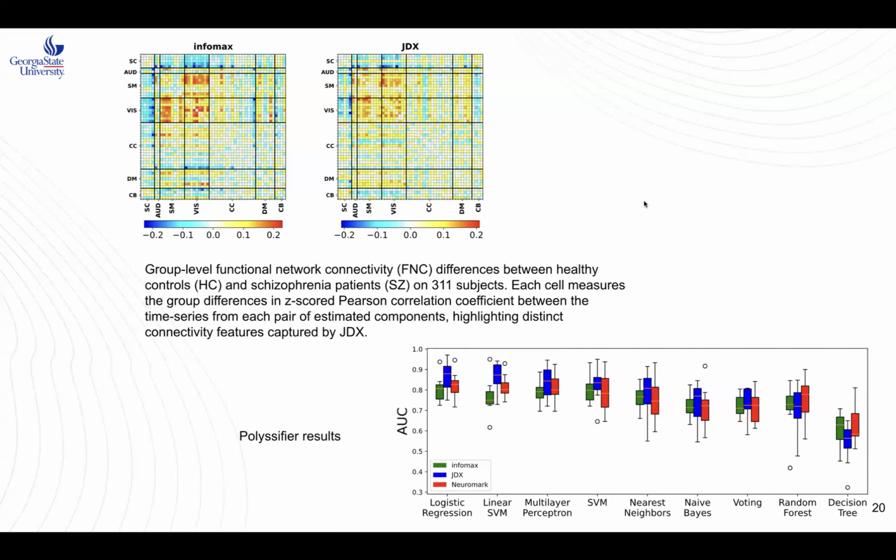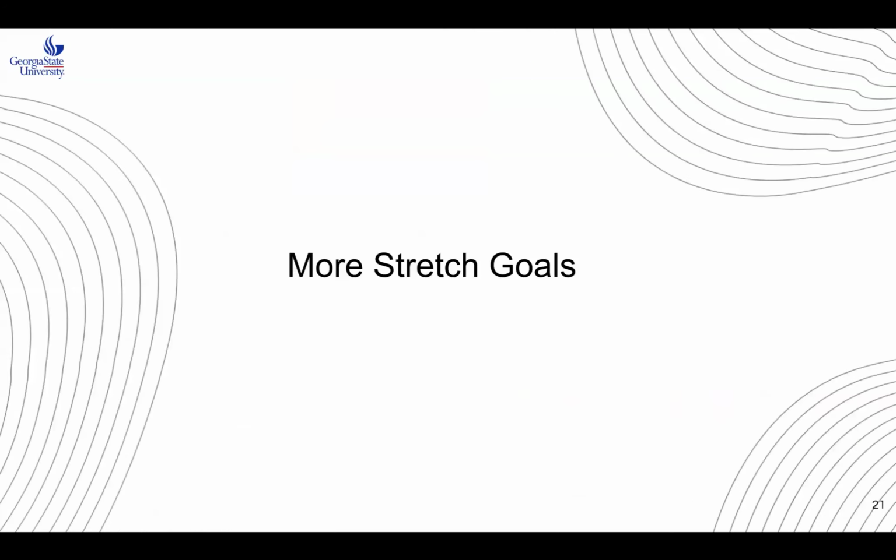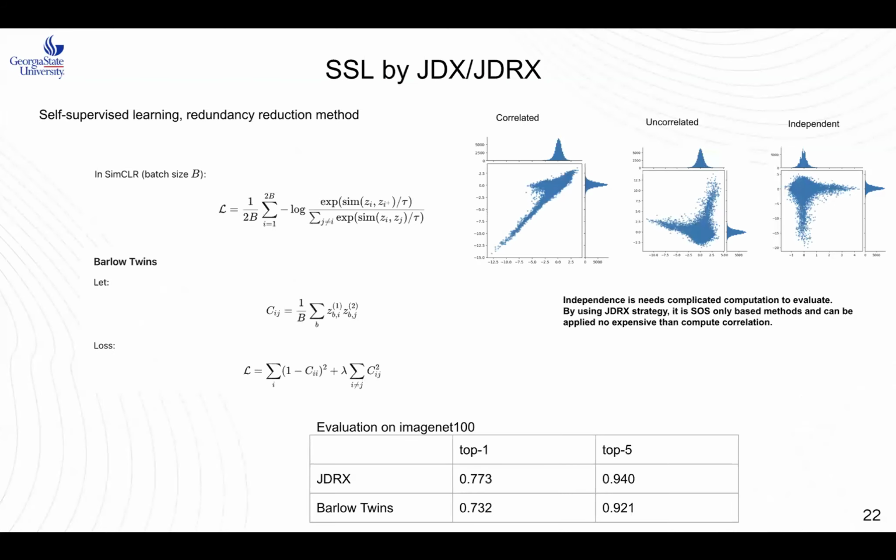And that's the experiment for fMRI, and some more stretch goals. I'm preparing a self-supervised learning application by a batching strategy. There are some SSL methods for redundancy reduction or contrastive learning. They compare augmented, positive and negative samples. They're trying to compare the similarity between the samples or learned representations.